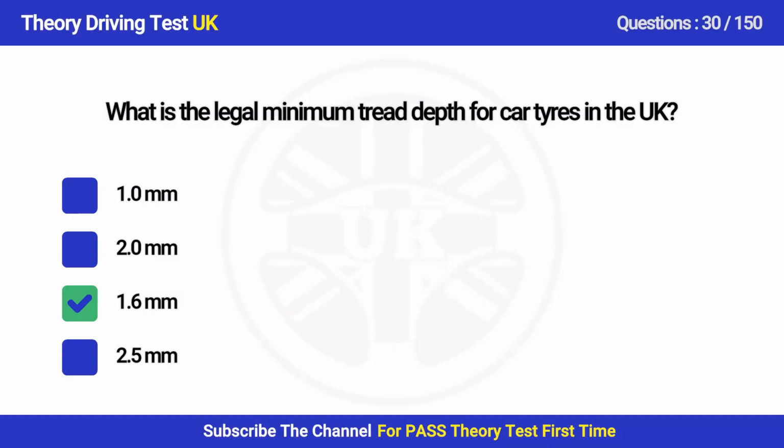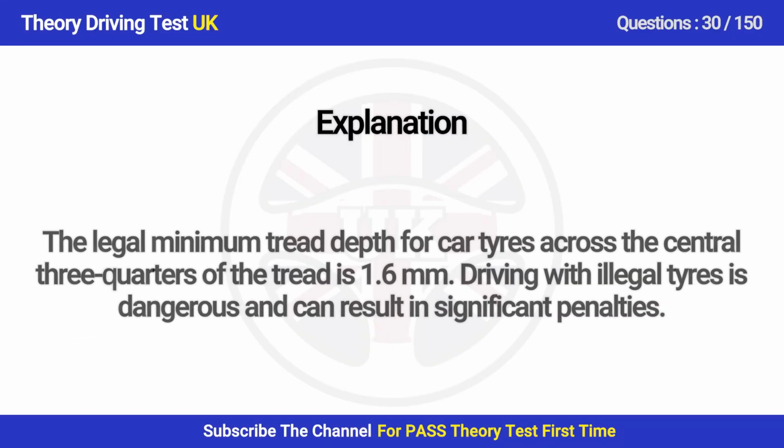Answer is C, 16 m. The legal minimum tread depth for car tires across the central 3/4 of the tread is 16 m. Driving with illegal tires is dangerous and can result in significant penalties.